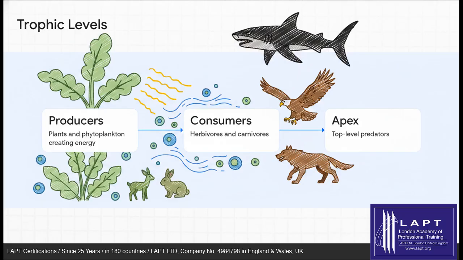Moving up to Step 2, we run into the consumers, the herbivores and carnivores that are driving the energy transfer. And then finally, perched right up at the very top in Step 3, we have the top-level predators, the apex. It's a highly logical progression, really, moving from the sun catchers down at the bottom all the way up to the apex hunters at the peak.